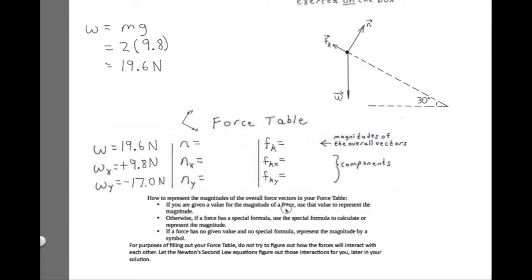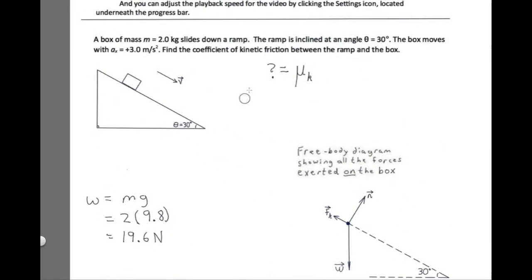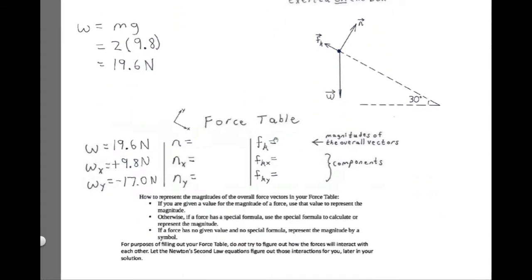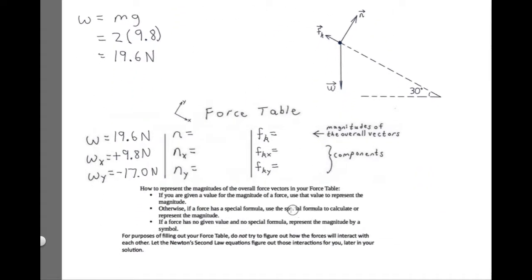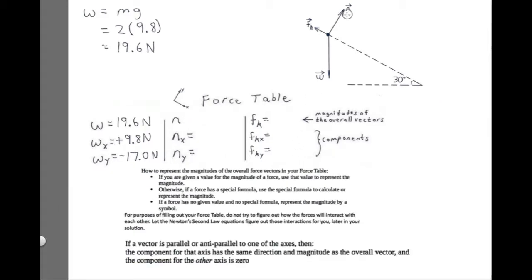Were we given a value for the magnitude of the normal force in the problem? No. Is there a special formula for the magnitude of the normal force? No, there is not. Therefore, we simply represent the unknown magnitude of the normal force by the symbol lowercase n, written without an arrow on top. Now we break the normal force into components. The normal force is parallel to the y-axis. So we apply this rule.